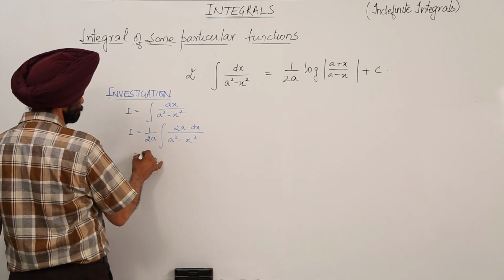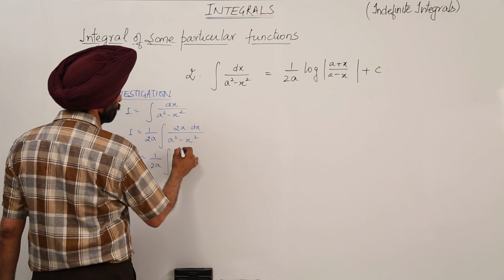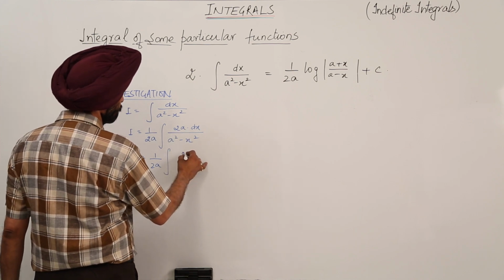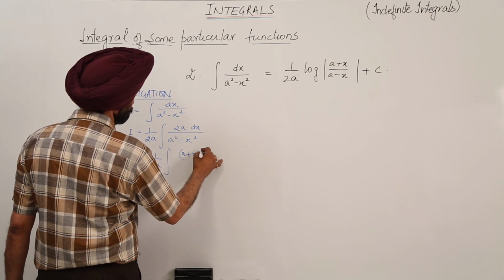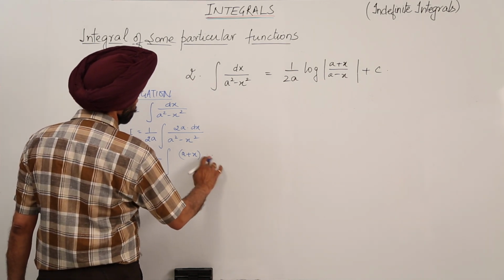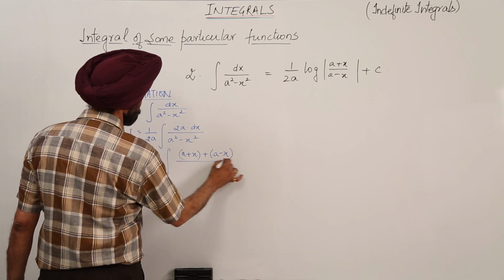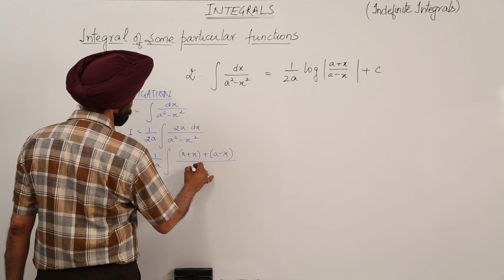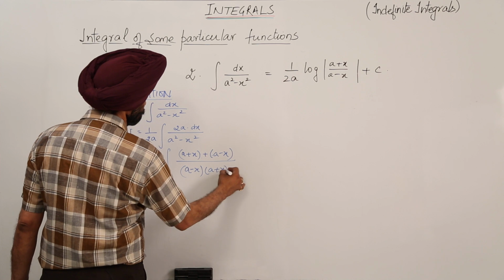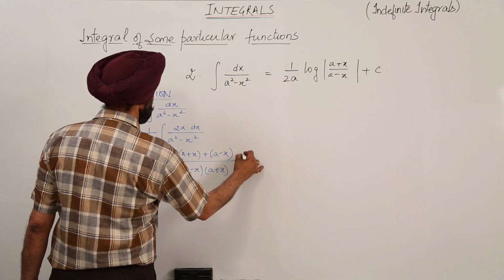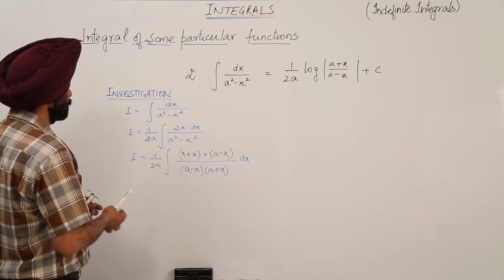Now, this becomes 1 upon 2a integration of, now to 2a, what should we write? a plus x plus a minus x upon a minus x, a plus x with dx.